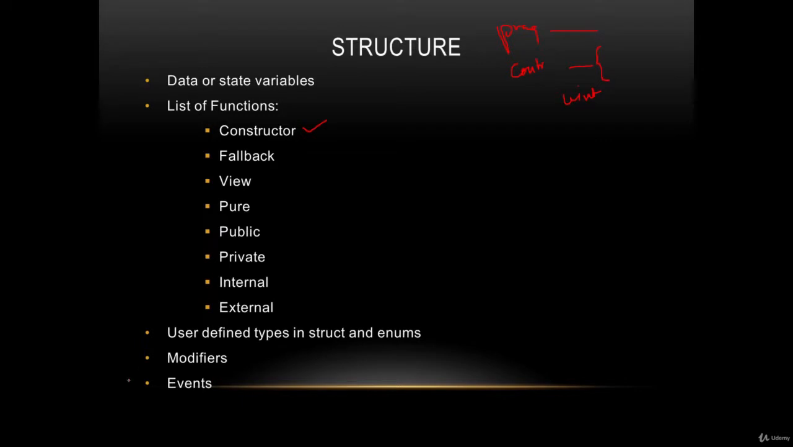Next up, we have events. Events are basically used for triggering outside applications, because the blockchain cannot directly give out information that the state has changed. For that we have events. So events tell the client side applications that some change has been done.